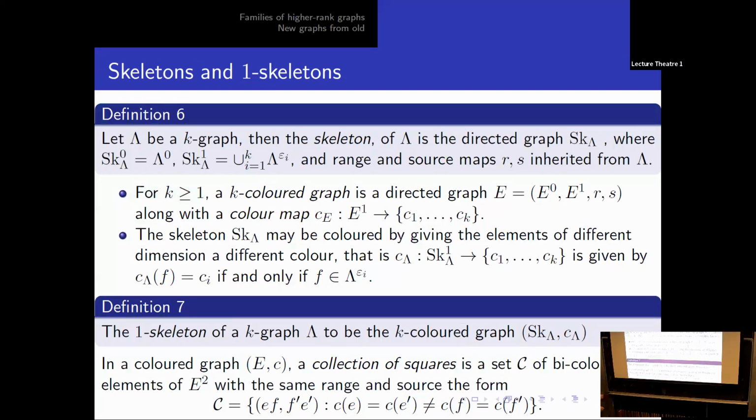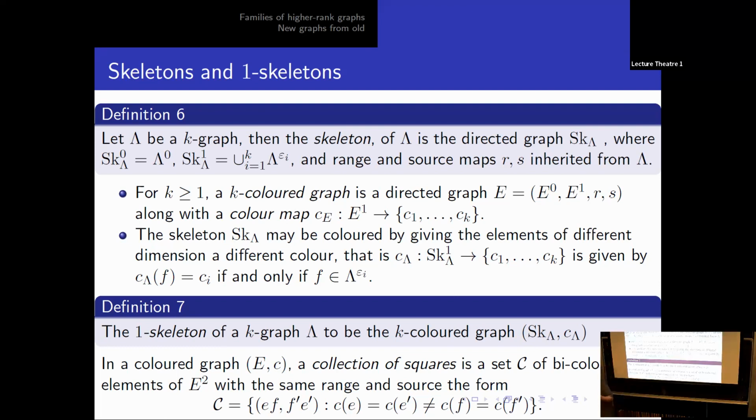And then I think people have talked about skeletons as well. So the skeleton is just the graph you form by using all the morphisms of unit degree, and you just draw a directed graph using them. That's what I call the skeleton. Now you can color that graph by remembering what dimension each edge was in and giving it a color. So what I'm doing is giving you a way of writing down or drawing a picture of a k-graph as a colored graph.